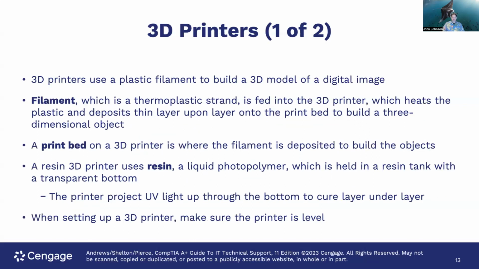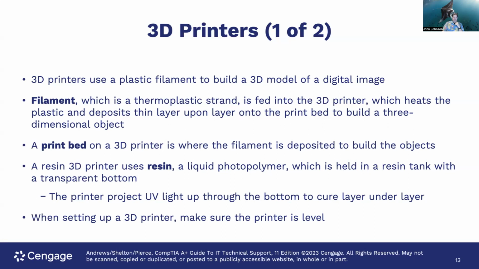Next is one of the newer technologies, 3D printers. 3D printers use a plastic filament to build a 3D model of a digital image. The filament is a thermoplastic strand. It's fed into the 3D printer, which heats the plastic and deposits thin layer upon layer onto the print bed to build up a three-dimensional object. The print bed on a 3D printer is where the filament is deposited to build the objects.